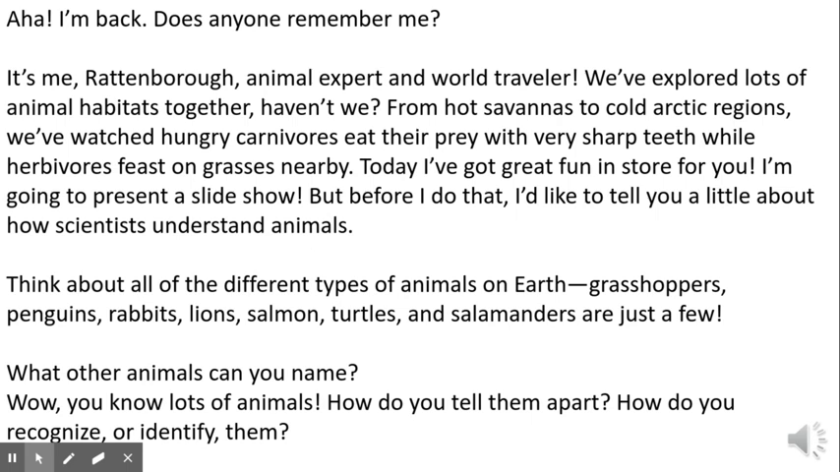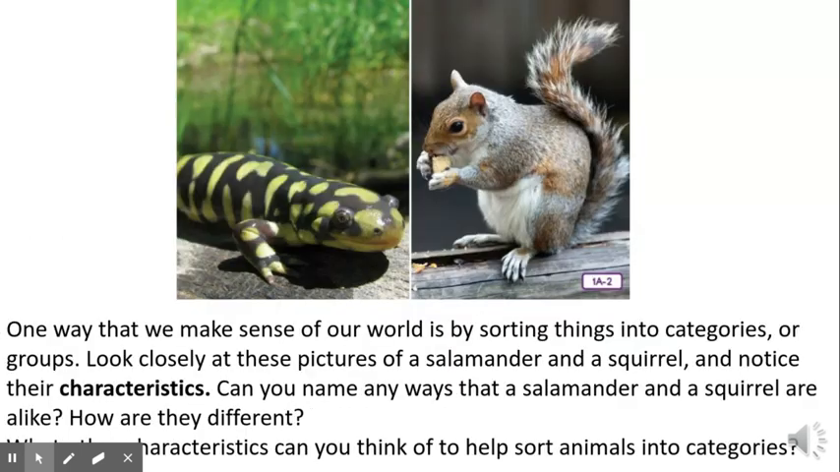how scientists understand animals. Think about all the different types of animals on Earth: grasshoppers, penguins, rabbits, lions, salmon, turtles, and salamanders are just a few. What other animals can you name? Wow, you know lots of animals. How do you tell them apart? How do you recognize or identify them? We're going to learn more about that, right?